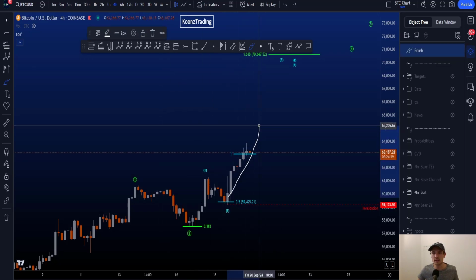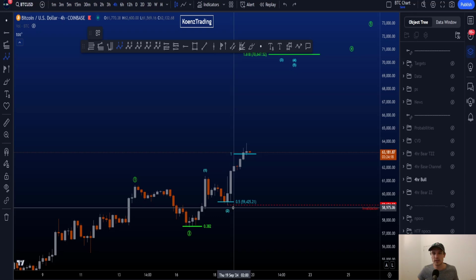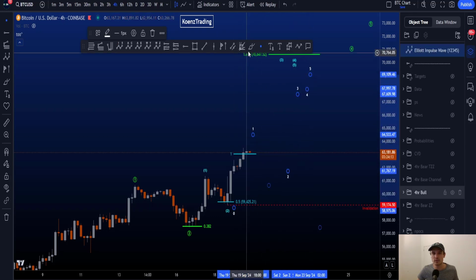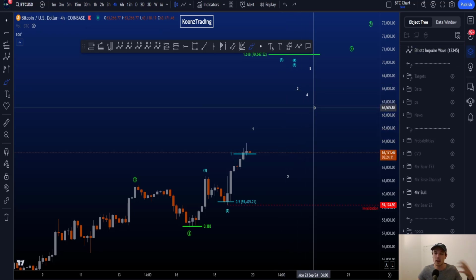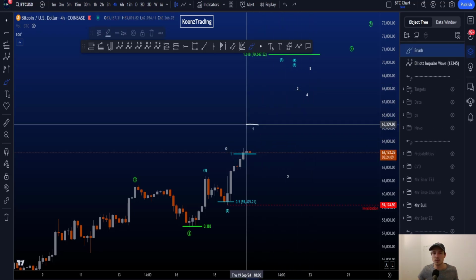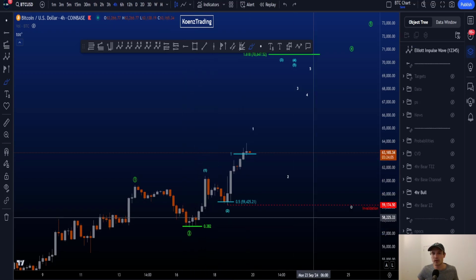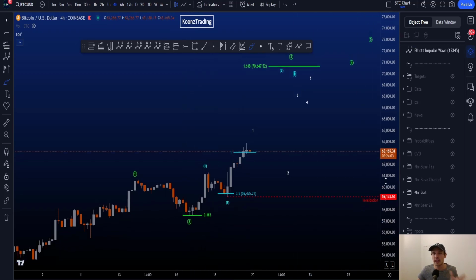Now, if we would make this move a lower degree, wave 1, and then look for another wave 2 during the weekend, right? And then look for that wave 3 to the upside after the weekend, then your wave 1 is now already longer in price than your blue wave 1. Now, mind you, this has to do with Elliott wave degrees.